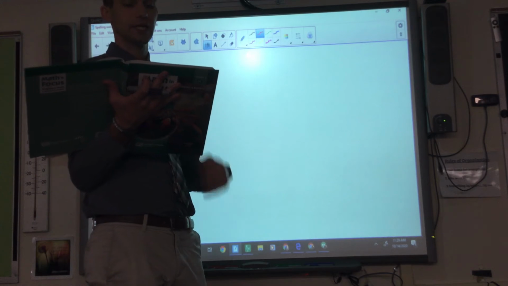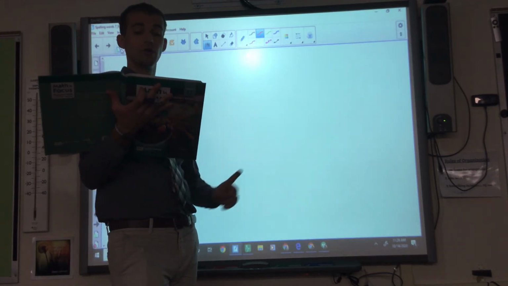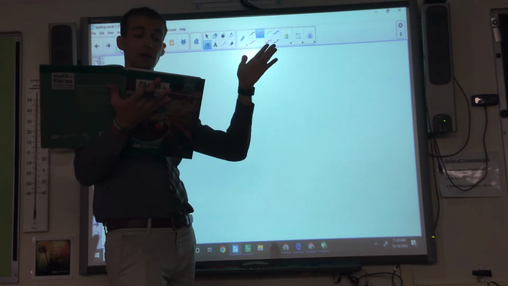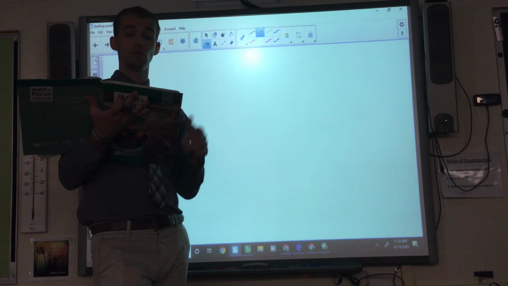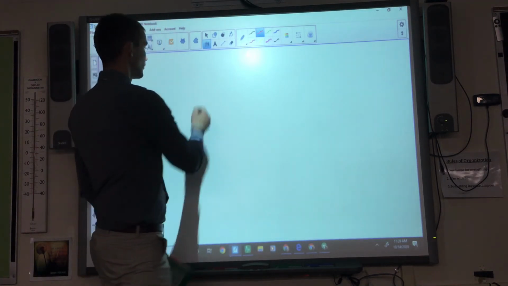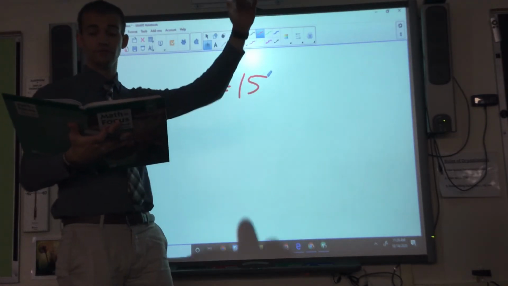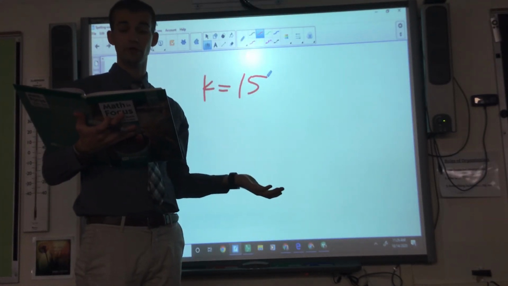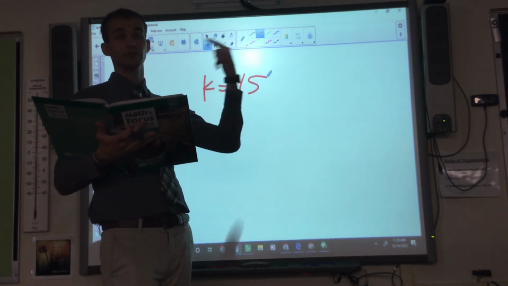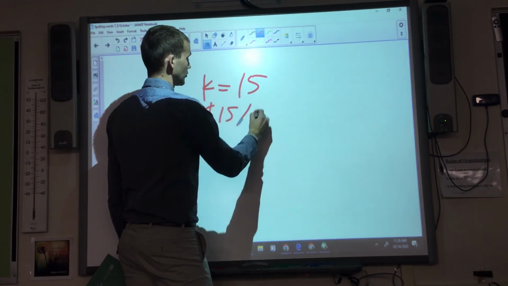So A, find the constant of proportionality. How much does he earn per hour? So you look at that graph and you have to go to the y-axis first, or the W-axis, and see where it is going to be over 1. Well, 15 over 1. So you know k equals 15, because the 15 hovers right over the 1 in 1 hour. So he makes $15 per hour.